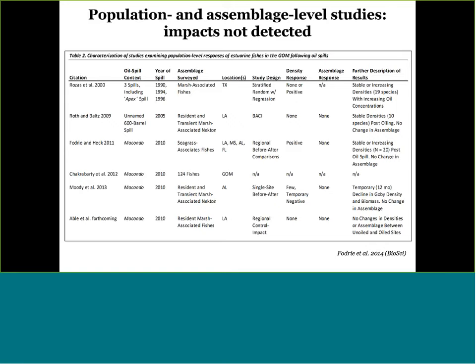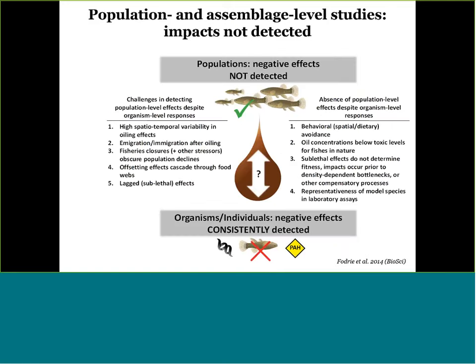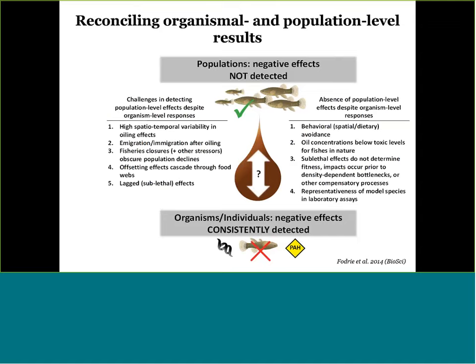So there seems to be this dichotomy in the literature. On the bottom, organisms or individuals routinely show negative impacts, while populations never show any negative impacts. And why might this be? Well, there's a number of different possibilities. This slide has all sorts of suggestions and hypotheses for why there could be this difference.